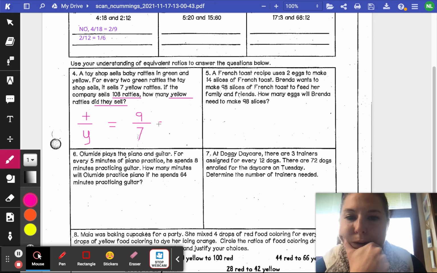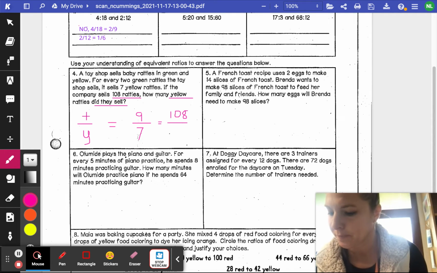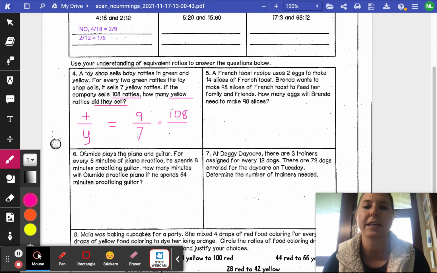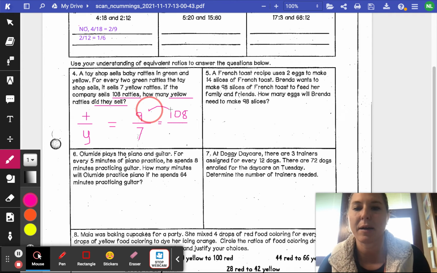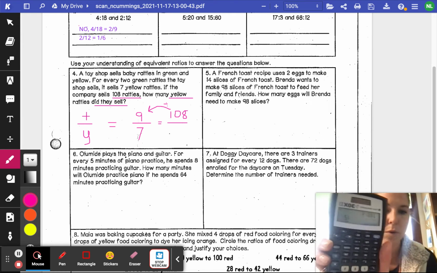Now they're giving you 108 total rattles. They want to know how many yellow rattles did they sell. So in order to do that, you would do 108. And if we don't know how many times you can multiply 9 to get 108, you can work backwards, and you're going to do 108 divided by 9. So if we're going this way, we're going to divide. So 108 divided by 9 equals 12.